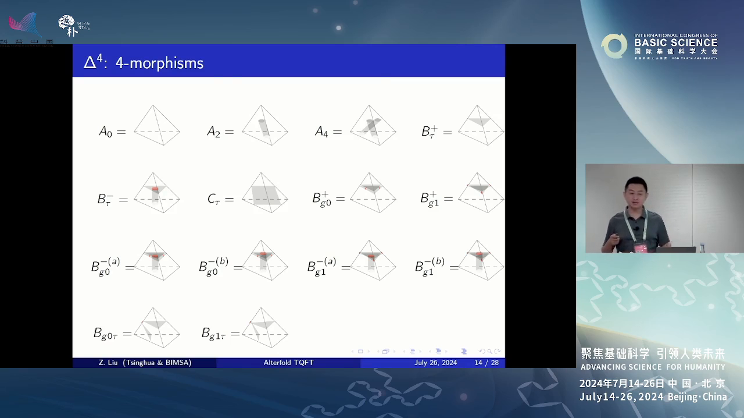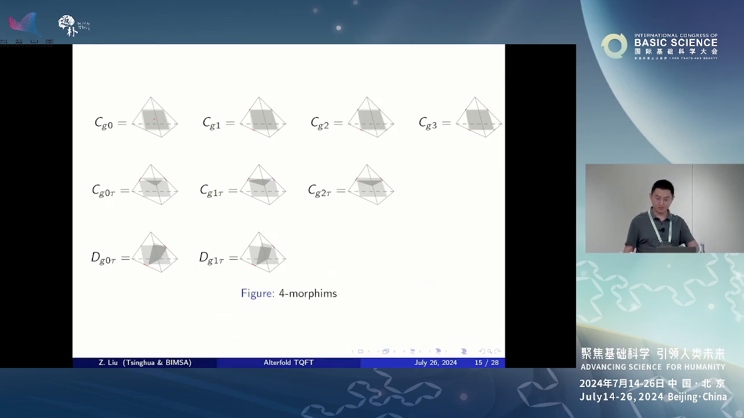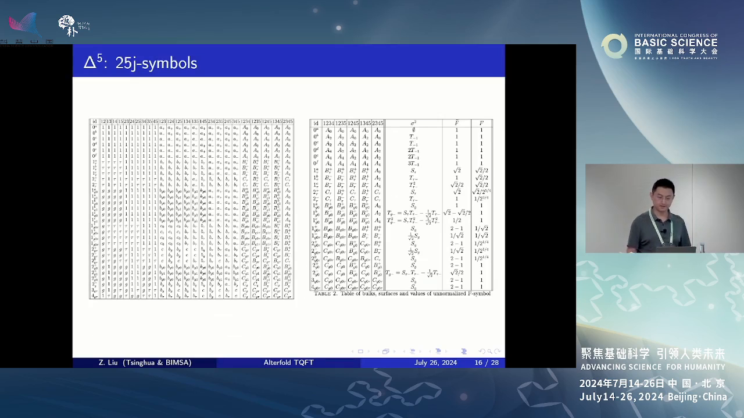This can be checked for those concrete examples. Essentially we are describing a 3-category, just using 0, 1, 2, 3, 4-morphisms, and the last one will be vectors. There are actually more. And once we have the 4-morphisms, then we can compute the higher analog of the 6j symbol.